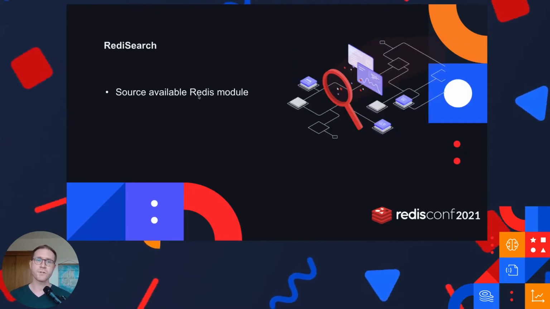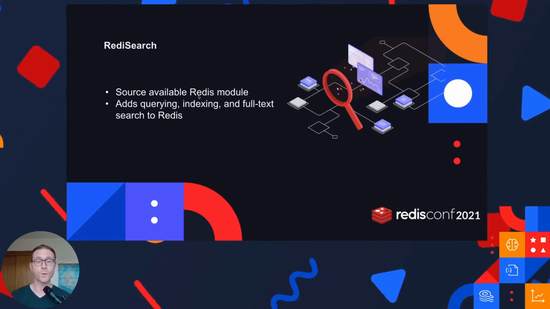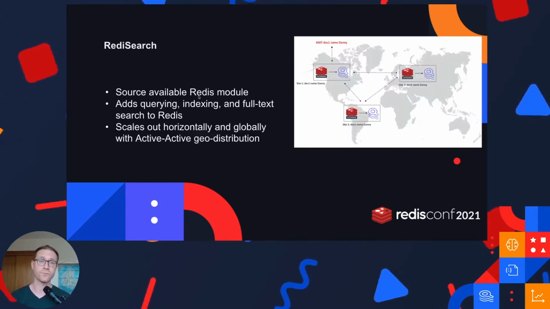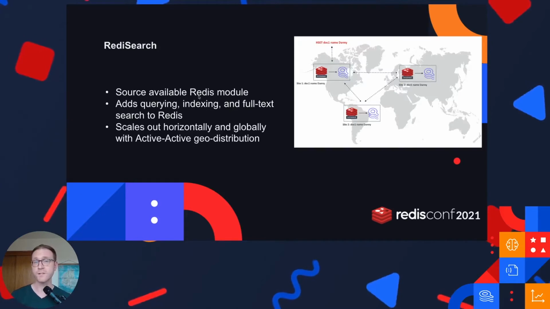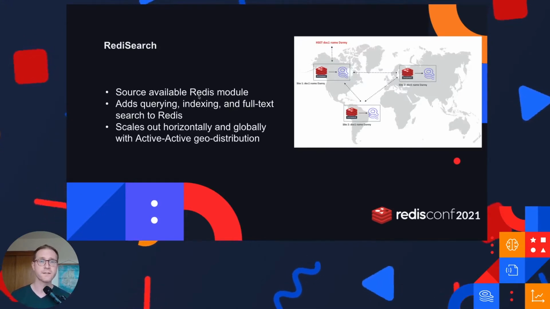Let's talk about RediSearch though. RediSearch is a source available Redis module from Redis Labs. It adds querying, indexing, and full text search to Redis. You can get started because it's source available. You can get started with your own Redis instance and this module running.